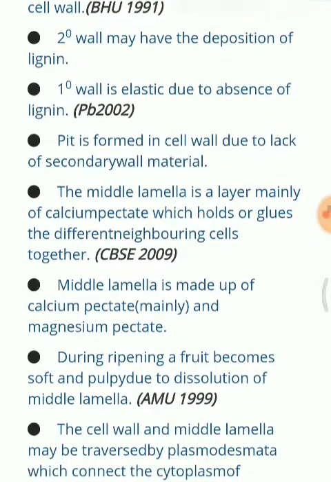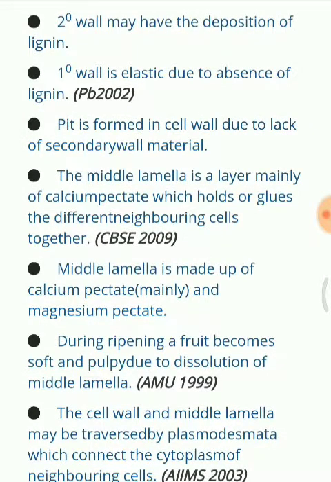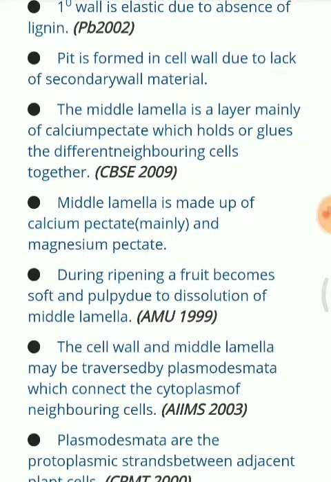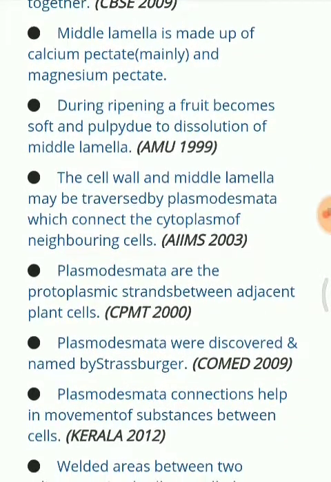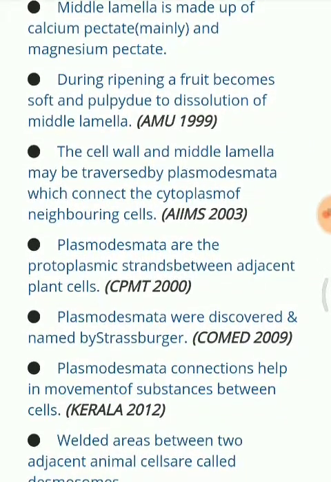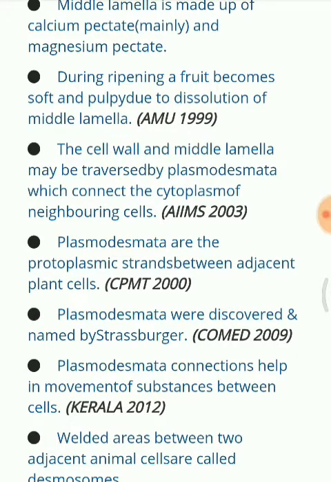The middle lamella is a layer made mainly of calcium pectate, which holds or glues the different neighboring cells together. Middle lamella is made up of calcium pectate mainly and magnesium pectate. During ripening, fruit becomes soft and pulpy due to dissolution of the middle lamella. The cell wall and middle lamella may be traversed by plasmodesmata, which connect the cytoplasm of neighboring cells.